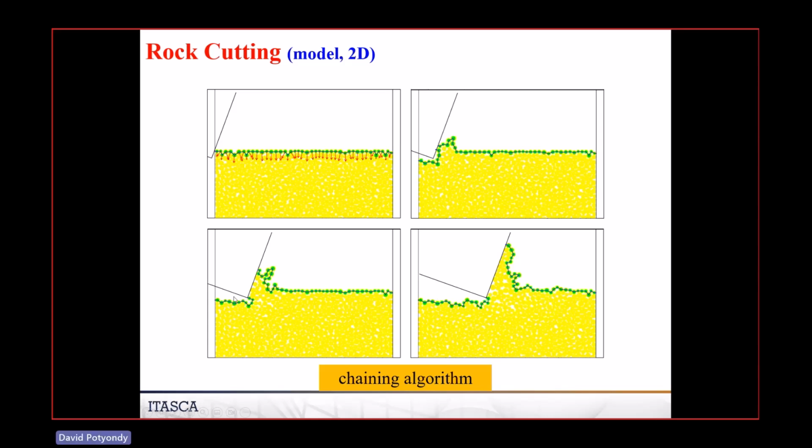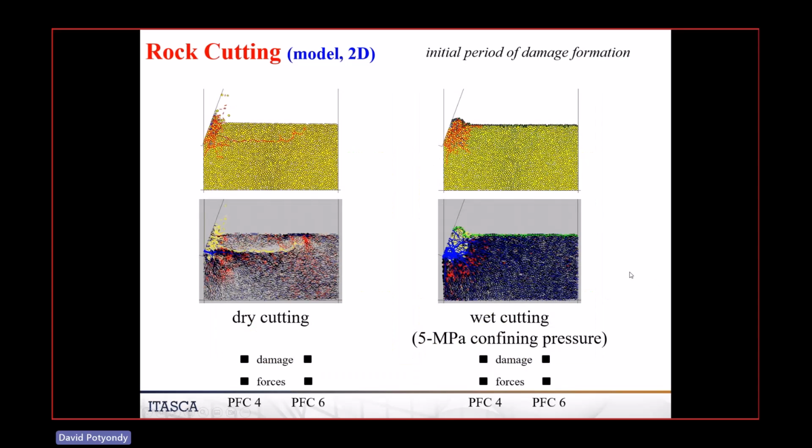And of course, once this guy starts to go here, there has to be a chain from the bottom all the way to there. And so this is what we call a chaining algorithm. We do this in 2D. We can also do a different thing in 3D. We'll talk about that later.